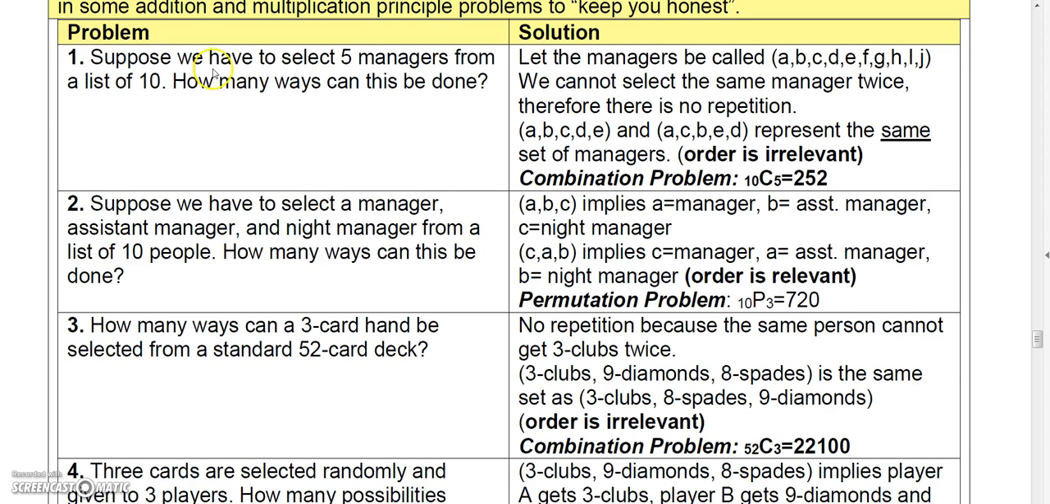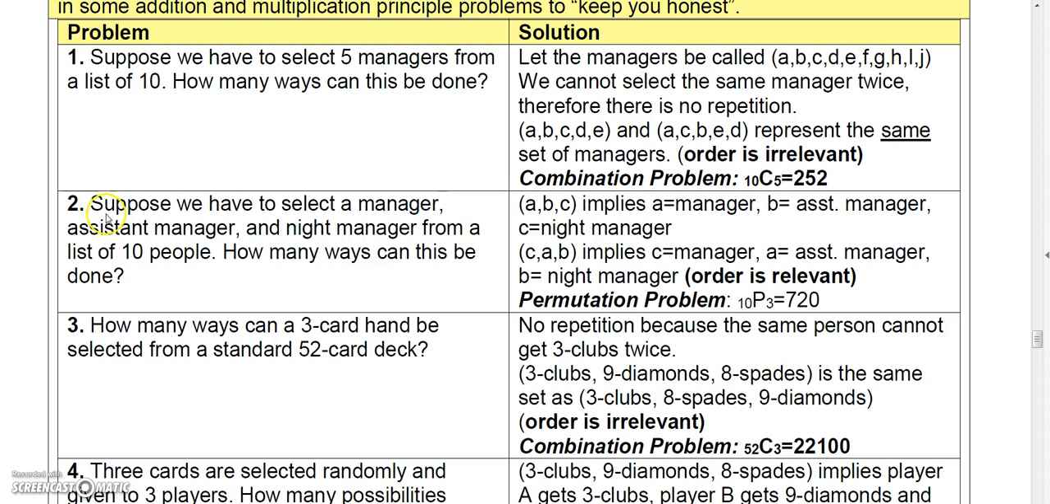So now let's look at a mix of some problems here. Number 1 says, suppose we have to select 5 managers from a list of 10. How many ways can this be done? Well, here repetition is not allowed because we're not going to select the same manager twice. And since A, B, C, D, E and A, C, B, E, D would represent the same set of managers, then order is not relevant. So this would be a combination problem, 10C5.